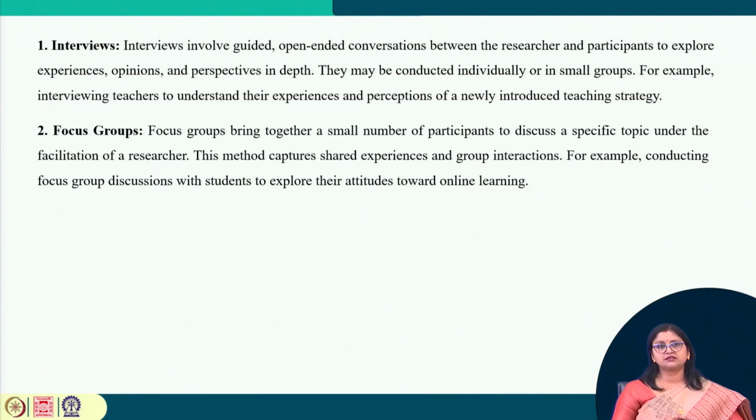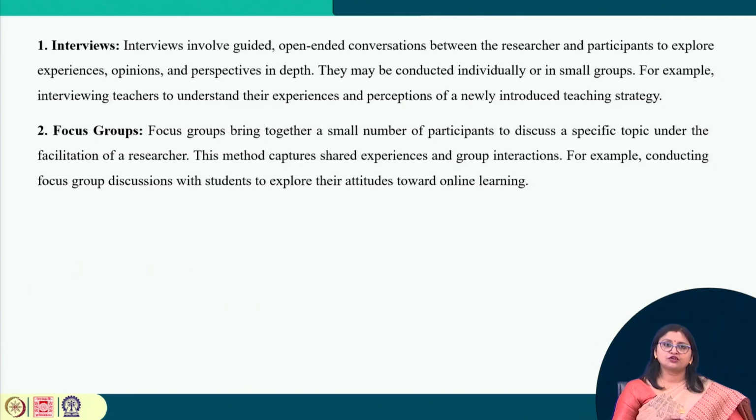We all know what an interview is. It involves a guided, open-ended conversation between the researcher and the participants to explore experiences, opinions and perspectives in depth. It may be conducted individually or in a small group, so it depends on the nature of the research. For example, interviewing teachers to understand their experiences and perception of a newly introduced teaching strategy or technique, like in the COVID period, when many teachers felt difficulty going for hybrid mode.